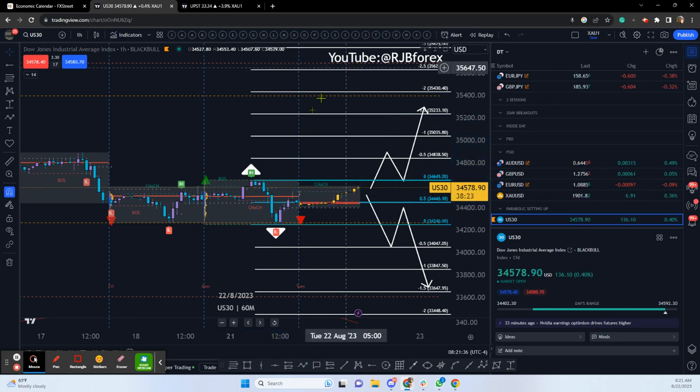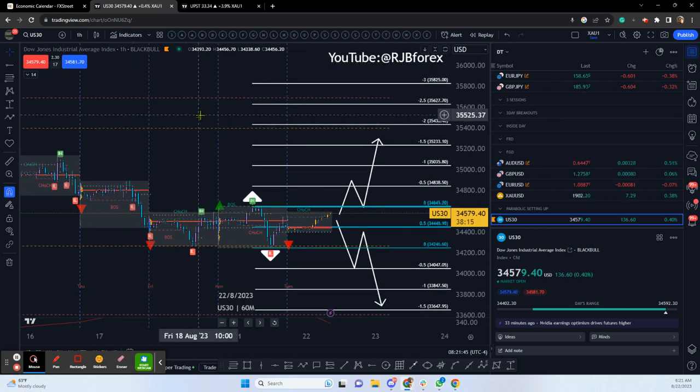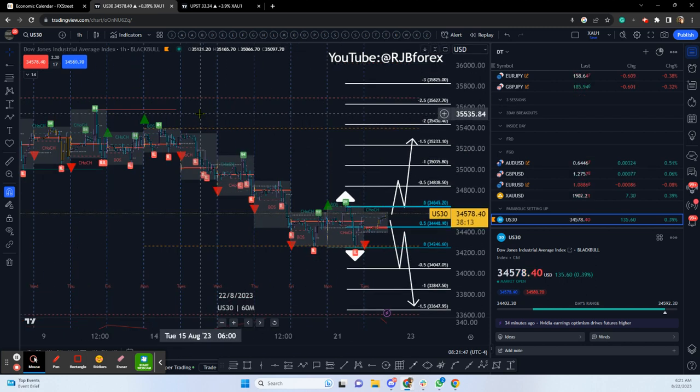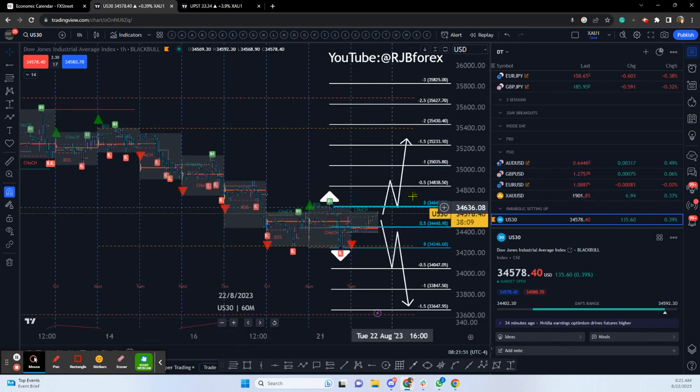So I'm just wondering if we're going to get a bullish parabolic breakout of this channel in the US 30. It was the underperformer yesterday, so it's probably got some catching up to do, and then breaking out of this trend line.